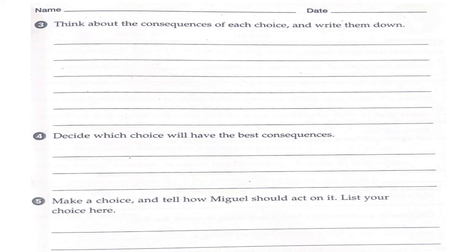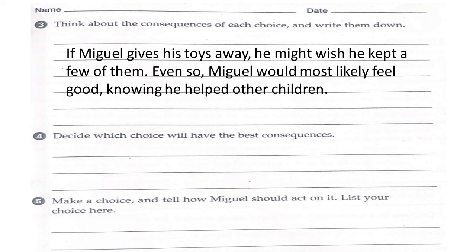What can happen? What will happen if he gives his precious toys away? And the second choice is what would happen if he chooses to keep them. And we're going to write those consequences down. You can use your own words, but this is what I think you could write. If Miguel gives his toys away, he might wish he kept a few of them, obviously, because he's going to miss his toys. Even so, Miguel would most likely feel good knowing he helped other children. So that's the consequence of his choice.